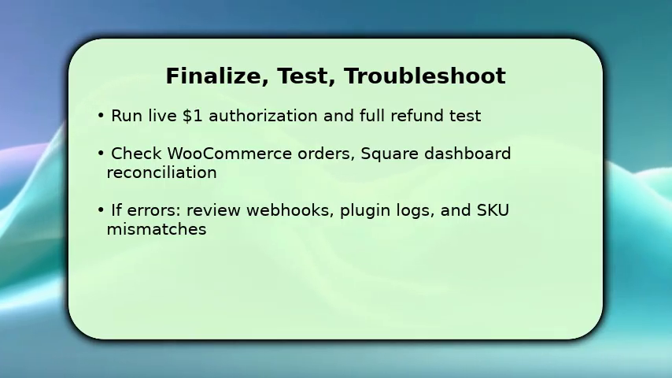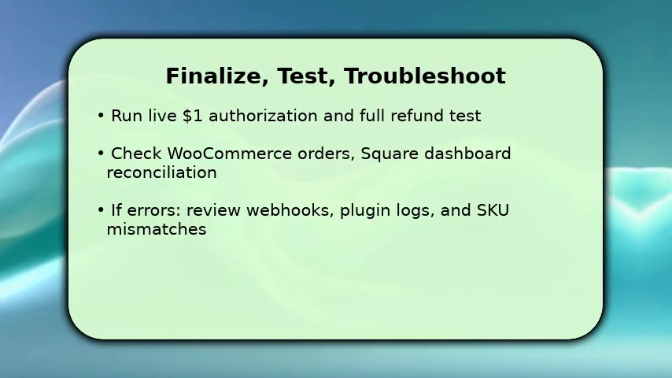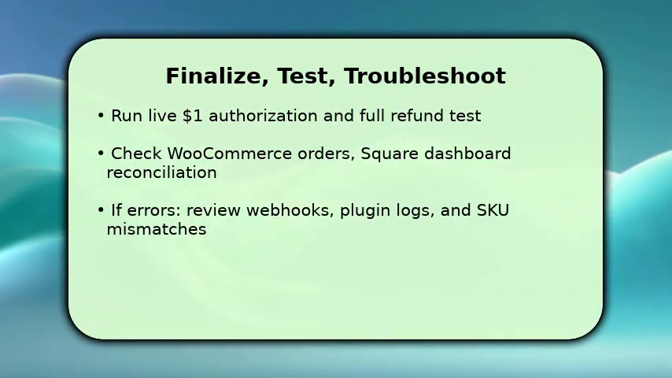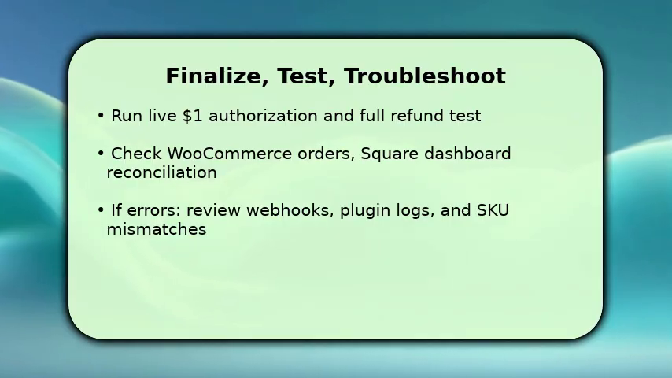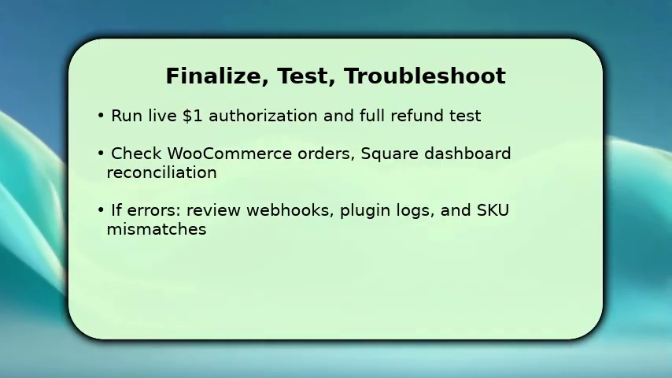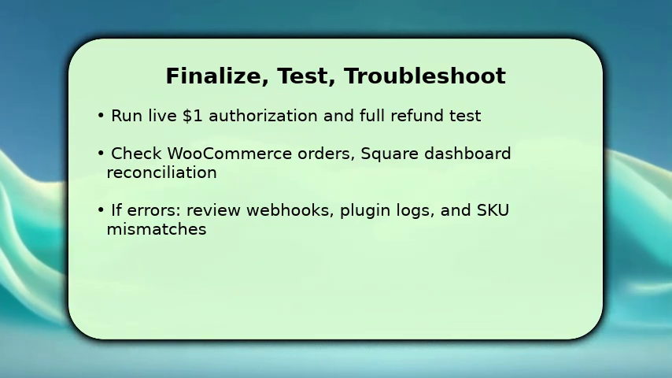Monitor the WooCommerce order screen and your Square dashboard to verify transaction reconciliation and inventory movement. If something fails, check plugin logs, webhook delivery status in Square, and ensure SKUs and location ID match exactly. Mismatched SKUs cause duplicate products. If webhooks show errors, re-enter the endpoint and regenerate credentials, then repeat the sandbox test until transactions flow cleanly.